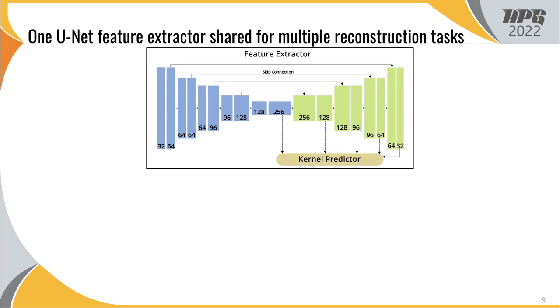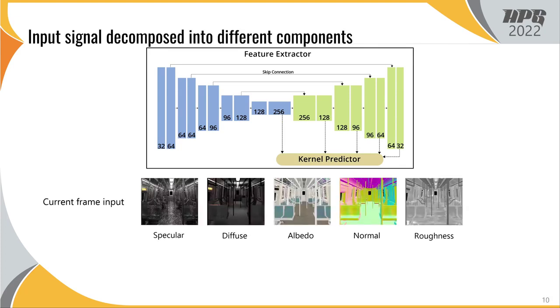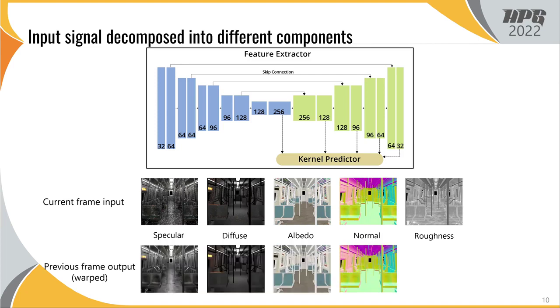The shareable representation avoids the need of running separate U-Nets for each reconstruction. The noisy signal is decomposed into its different components so that the kernel predictor can generate filters designed for different noise characteristics. We have specular and diffuse, which are noisy, and we demodulate albedo from the diffuse to support aggressive filtering without blurring the texture details. The albedo is noise-free but has aliasing artifacts. We also use normal and roughness as auxiliary buffers to guide the network. Additionally, we use the previous warped result to help with temporal accumulation.